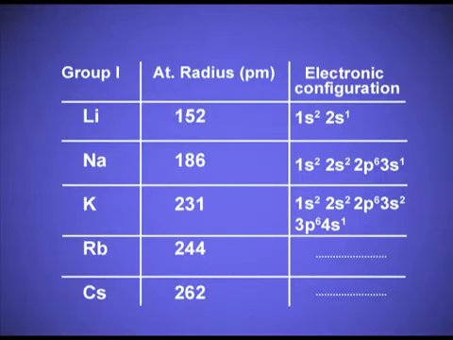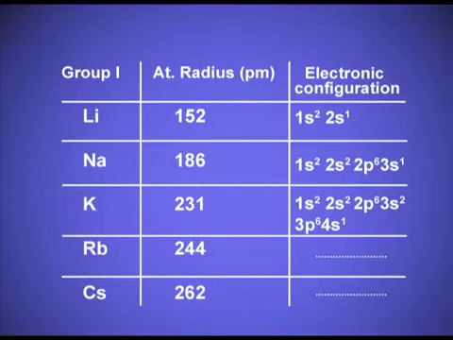Lithium, it is 152 picometers. Atomic radius of sodium is 186 picometers. Potassium, it is 231 picometers. Rubidium, 244 picometers, and cesium, 262 picometers. You can very well see there is an increase in the atomic radii as we are moving down the group.